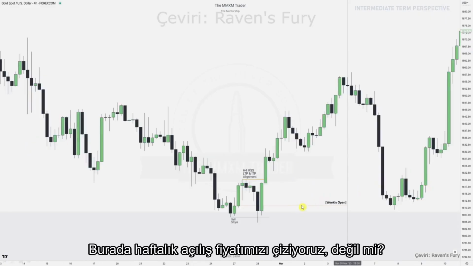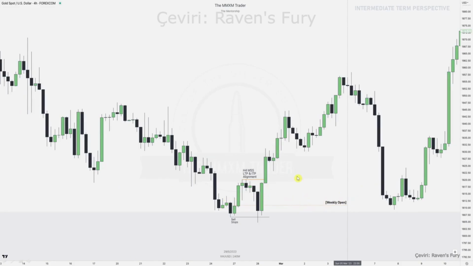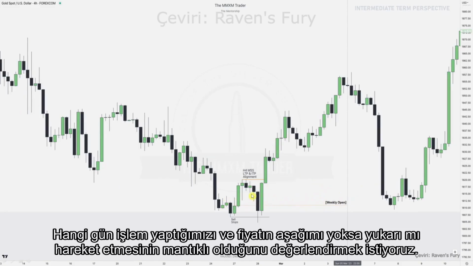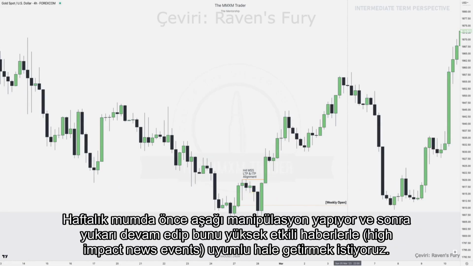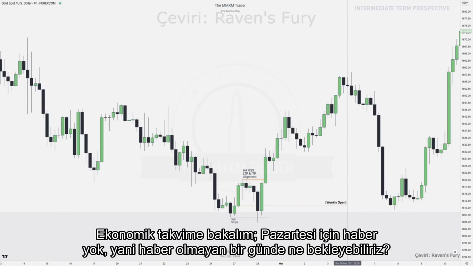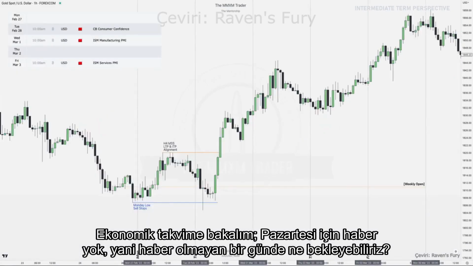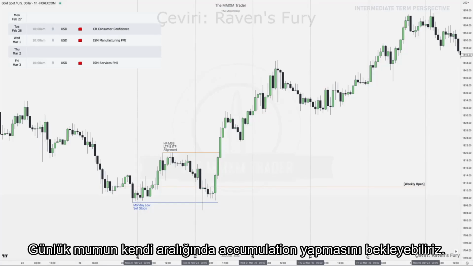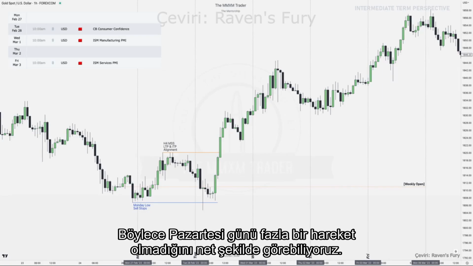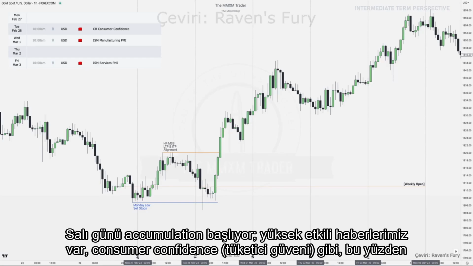So over here we draw out our weekly opening price, right? We want to know in which day of the week we are trading lower and higher, and does it make sense for us to manipulate lower first on a weekly candle, right, to continue up higher and align that with high impact news events. So let's look at the economic calendar. We've got Monday, no news. So what can we expect on a day without news? We can expect the daily candle to accumulate inside its range, right? So we can clearly see on Monday we don't have too much of a movement, and it starts to accumulate.